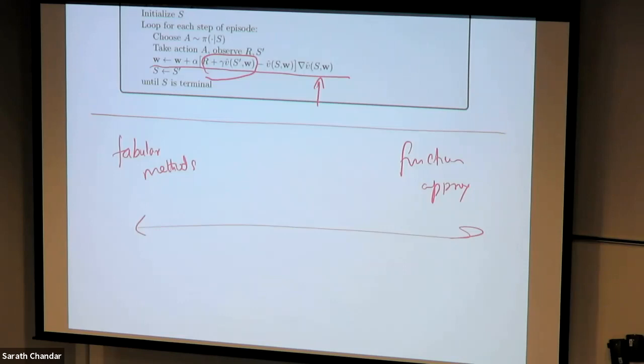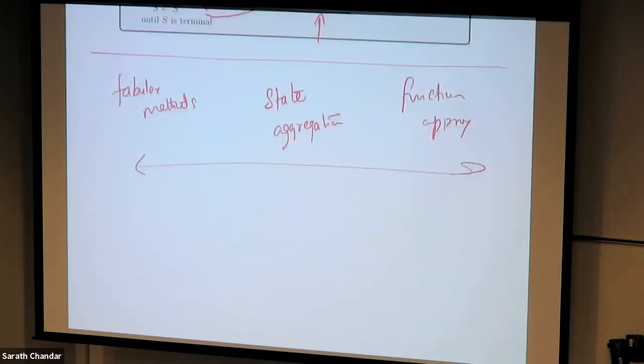Now we can do something simpler. The simpler strategy is what is known as the state aggregation algorithm. State aggregation is the simplest form of function approximation, where the idea is, given a bunch of states, I group these states into multiple groups, and I estimate only one value for the entire group of states. Is that clear?